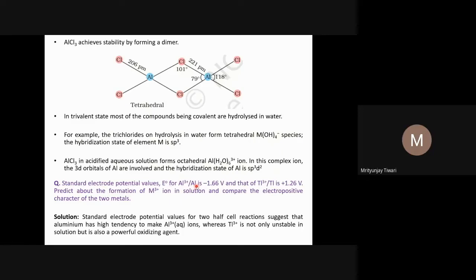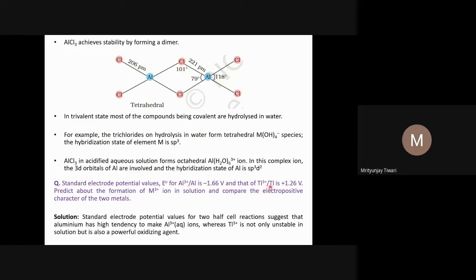And if the reaction from aluminium 3 plus to aluminium in aqueous solution is not spontaneous, it means the reaction in the opposite direction will be spontaneous, and thus aluminium to aluminium 3 plus formation is feasible in aqueous solution, and thus this aluminium 3 plus ion will be formed in aqueous solution.